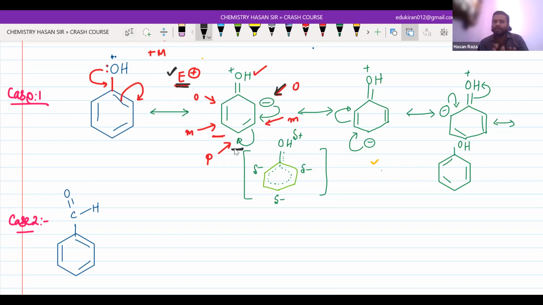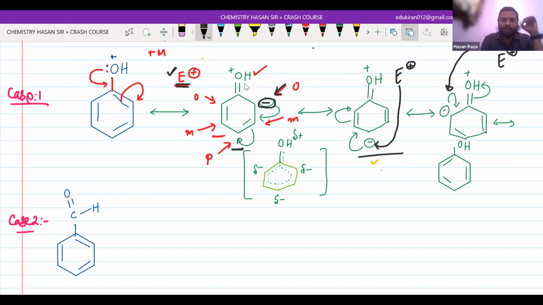I'm talking about the first condition, because on the ortho position, it has a negative charge that represents it is electron rich. That's why this electrophile will attack on the ortho position in this diagram or resonating structure. But when you are going to talk about this, then it will attack on para. And if you are going to talk about this, then in this, it will attack on para. All I want to say is that this OH, which is a plus M group, is directing the electrophile to attack either on ortho or para, not on meta.